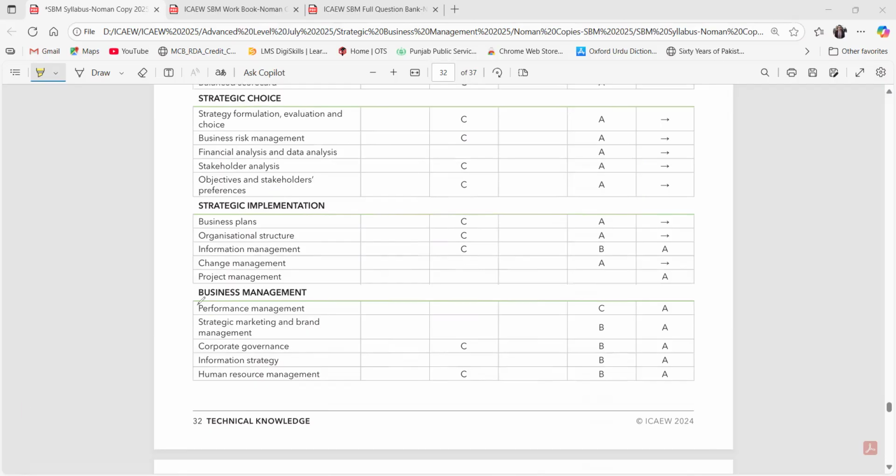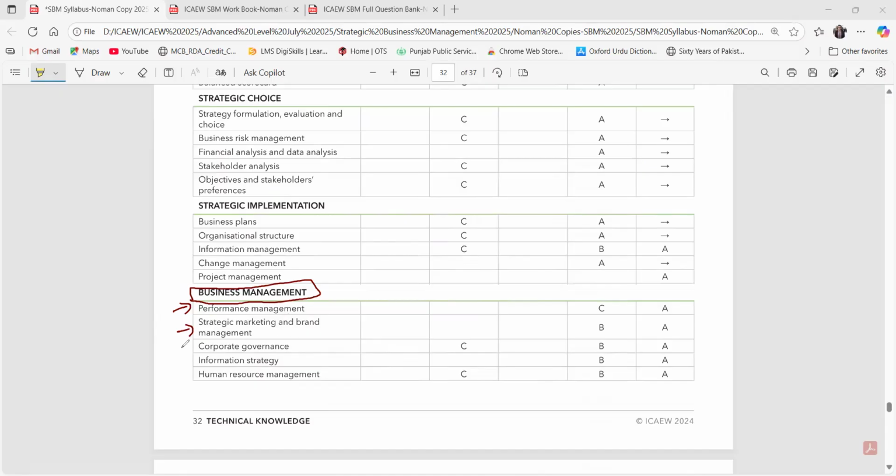Now let's talk about another important area, that is business management. How we can manage our business, how we could be good at business management. For this, first of all, we have performance management, then strategic marketing and brand management: how we can make ourselves a brand, how our product and services could be a brand. There are a lot of brands, as we know, international brands, local brands. So how you can be a brand, because people trust brands.